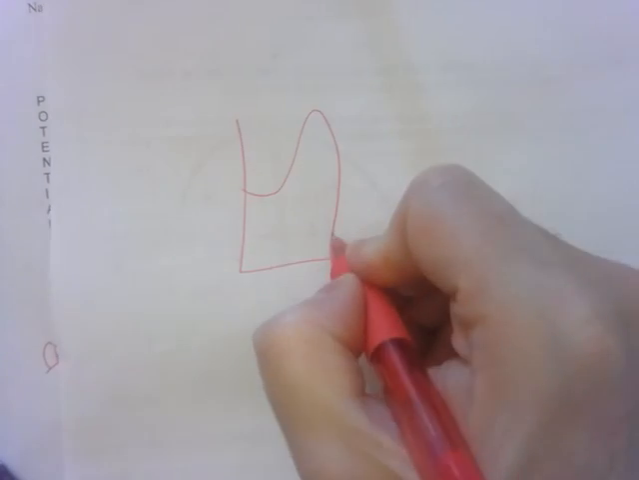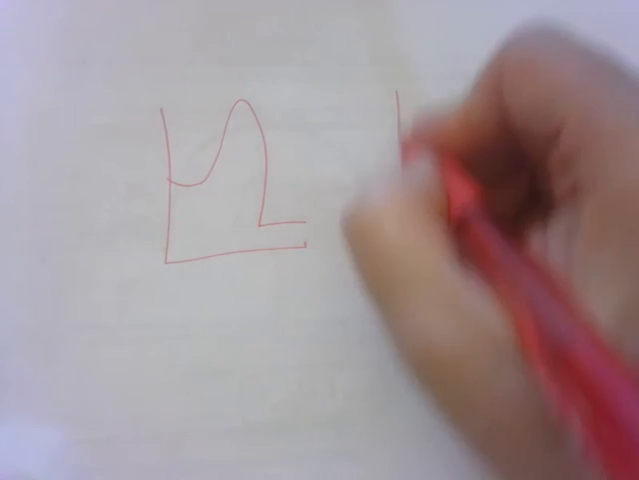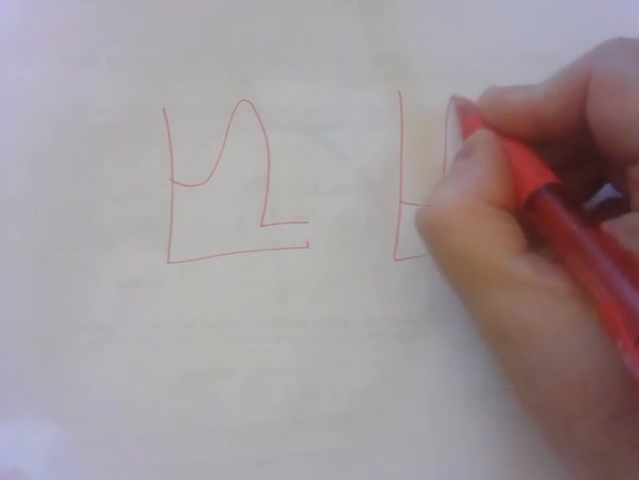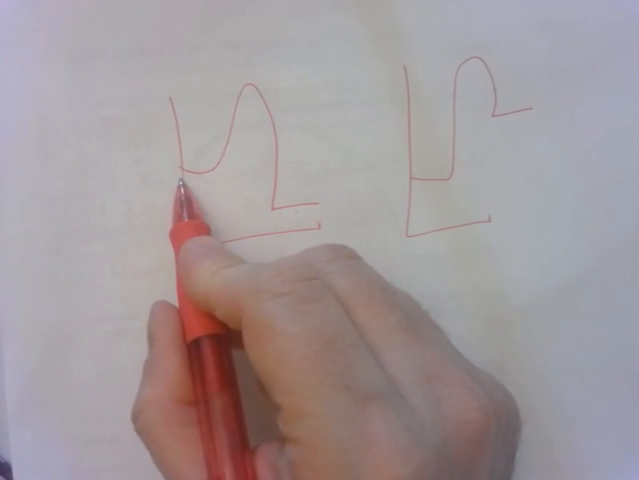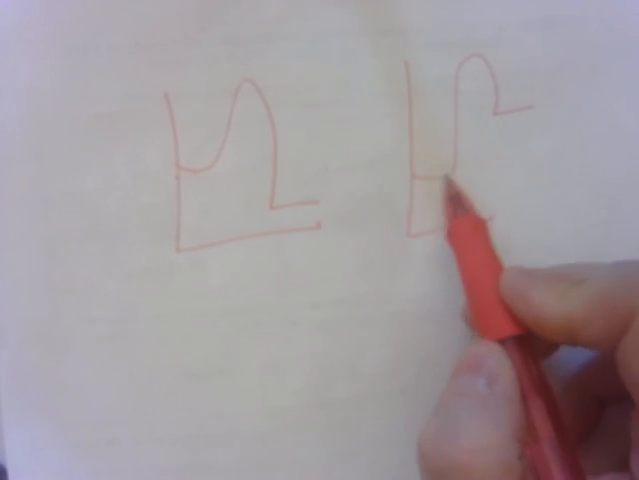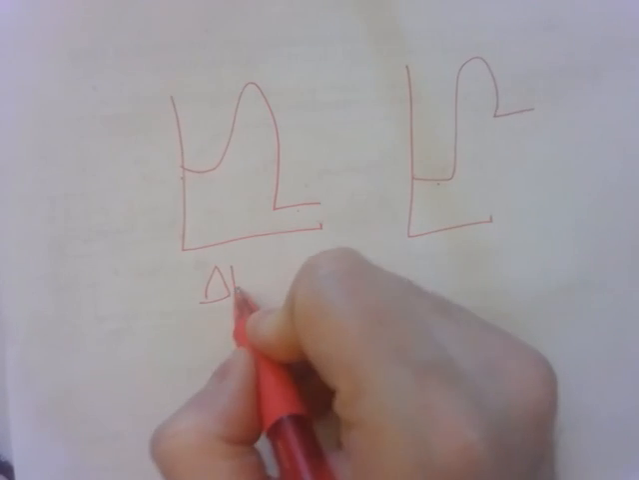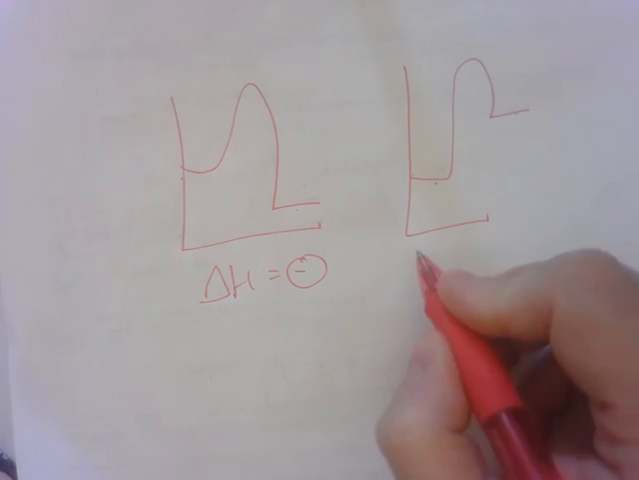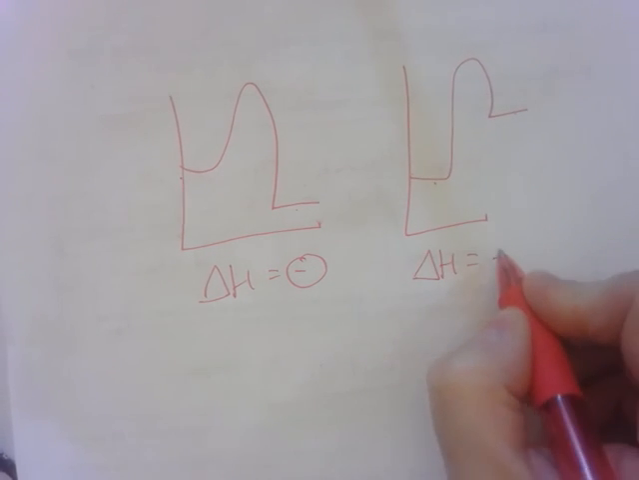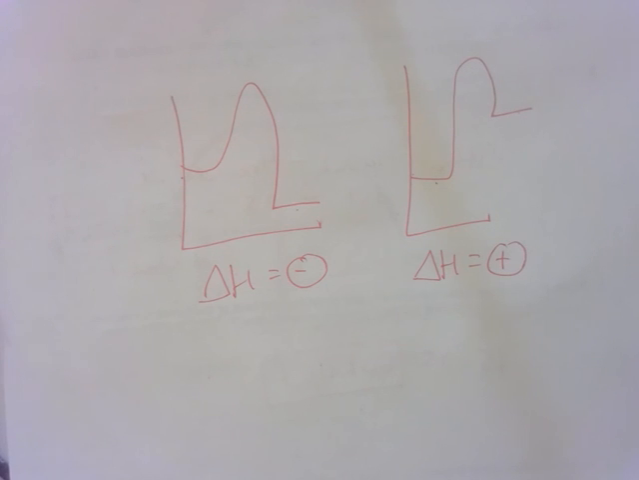You could either draw an exothermic picture, which would look something like this, or if it's an endothermic reaction, it would look something like this. Exothermic, notice the products have less energy than reactants. Endothermic, they have more energy than the reactants. In exothermic, the delta H is going to be a negative number. In endothermic, the delta H is going to be a positive number. Okay? We'll do more of this in class, and that's it for this lesson on thermochemistry and potential energy diagrams.